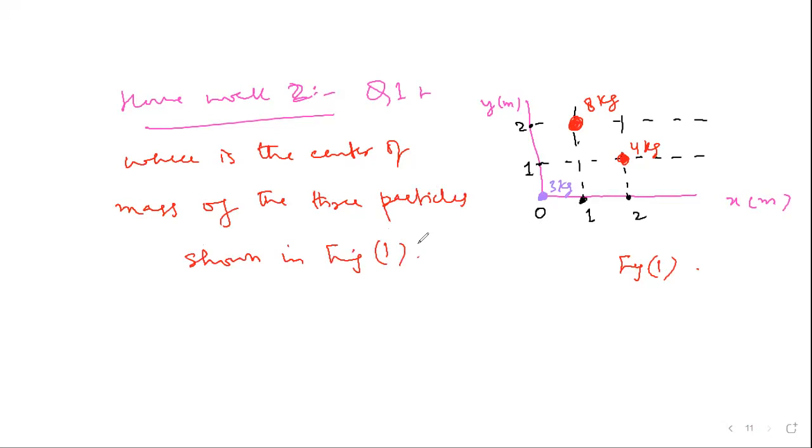3 kg mass is located at the origin. 8 kg mass is located at coordinate 1, 2. And 4 kg mass is located at coordinate 2, 1. So remember, it is a 2-dimensional system. So center of mass has 2 coordinates. So you need to find xcm and ycm in order to locate the center of mass.